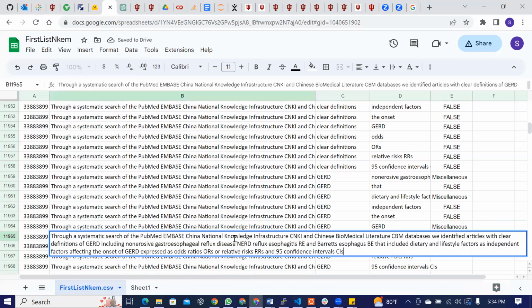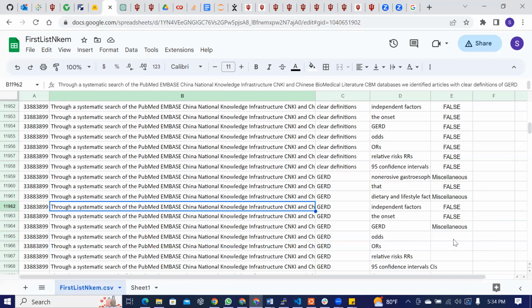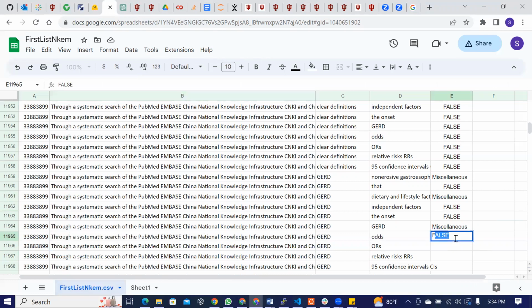If you go to GRD and odds, expressed as odds ratios, no. This is the first GRD. So this GRD and odds ratios don't have a relationship. This second GRD and odds ratios have a miscellaneous relationship. So you also want to be very careful. So this is false, this is false, this is false, this is false.